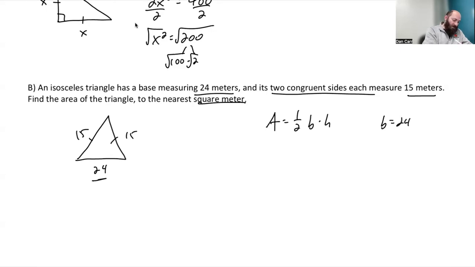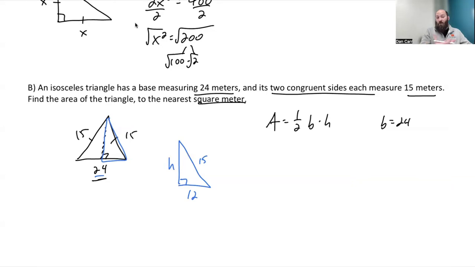But my height is this height when I draw it in like that. When I draw this in, I suggest drawing it like this, as its own separate right triangle right here to the side. So 15 is still right here. 24 gets split in half, so it's going to be a 12 here. And that's going to be my h right there.